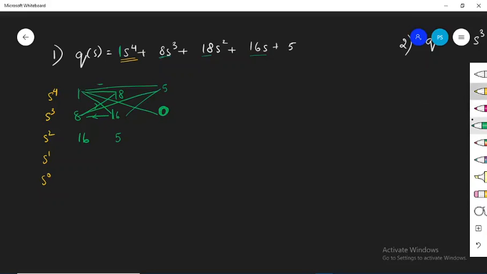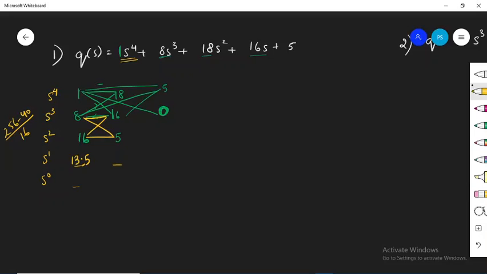So for the next row again we have to write the coefficients over here. These are missing. The value over here will come as 16 into 16, which is 256, minus 8 into 5, which is 40, divided by 16. So this is 256 minus 40 divided by 16. Just find out what the value is. It will come out to be equal to 13.5.